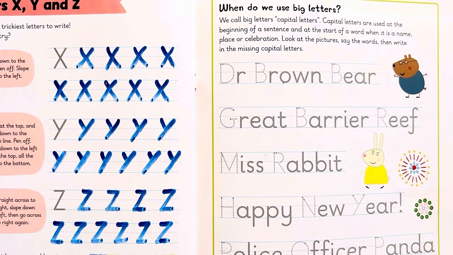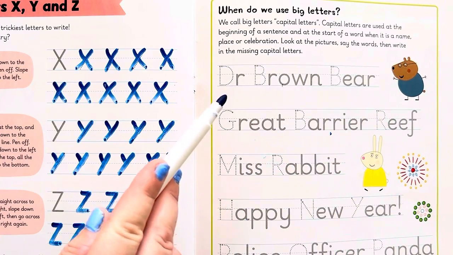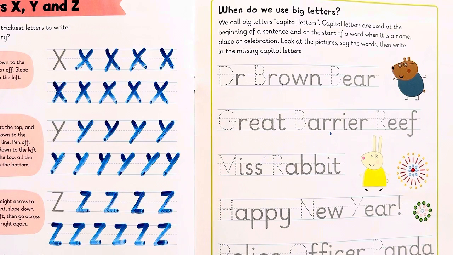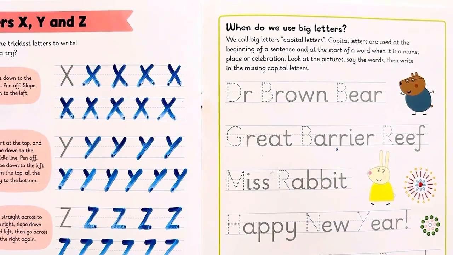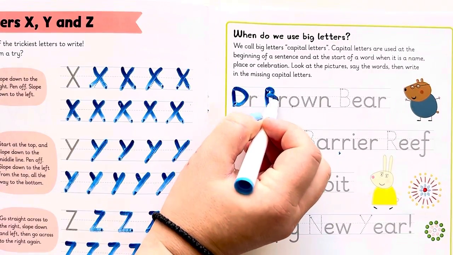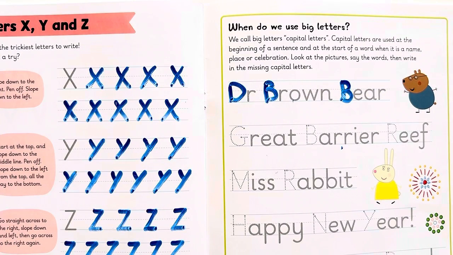Let's look at the pictures together and say the words, then write the missing letters. For example, when we have a name, Dr. Brown Bear, there he is. The D, B, and B of each word needs to be written in capital letters. Shall we do it together? Let's write them. Well done. The next one is Great Barrier Reef.